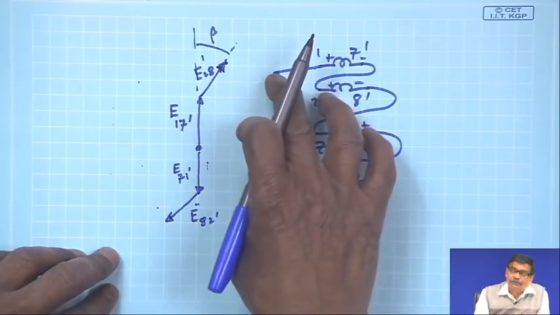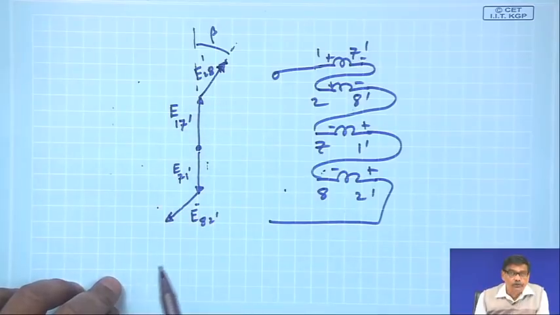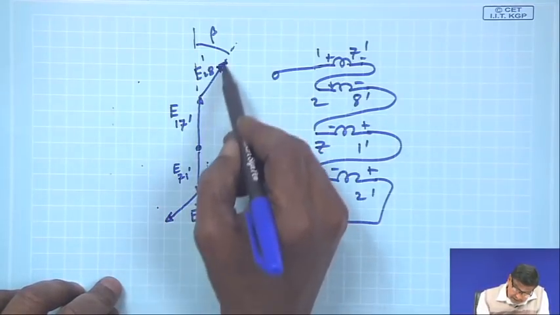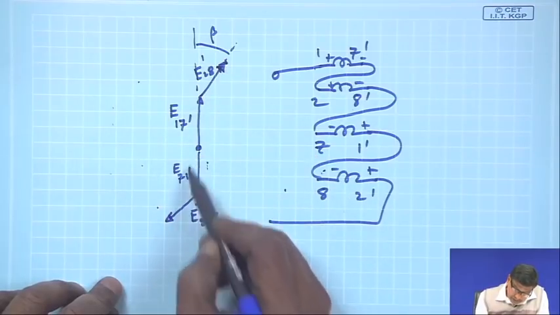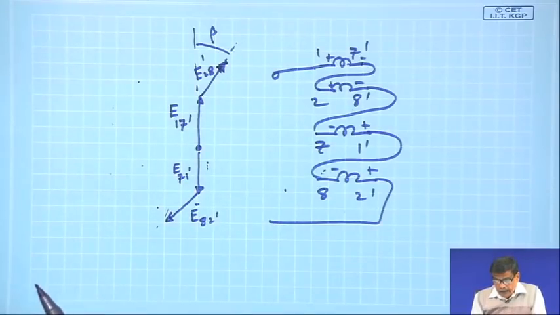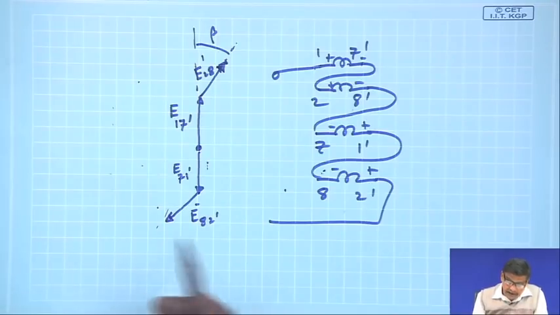What will be the voltage between these 2 points? 0. And your phasor diagram also tells this. Sum of these two voltages will be this phasor, and sum of these voltages will be this phasor, they will be in phase opposition and 0. That is why, while connecting the groups of coils in a machine, one should be careful.